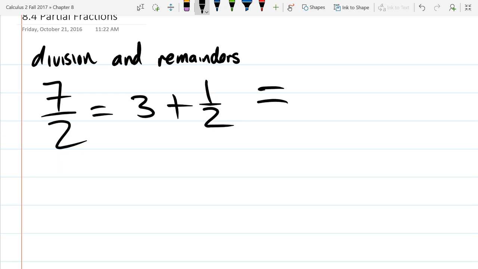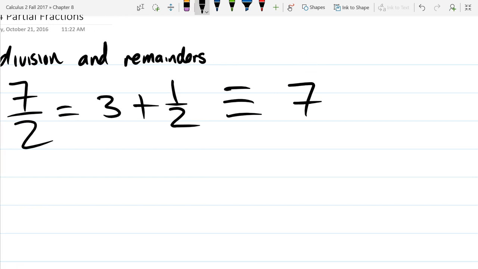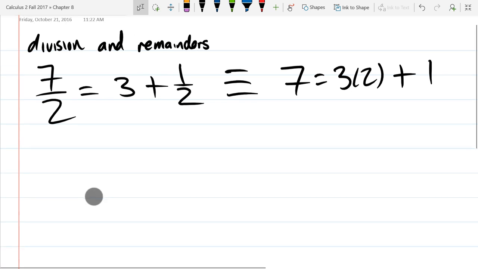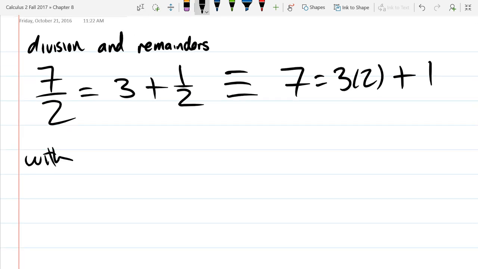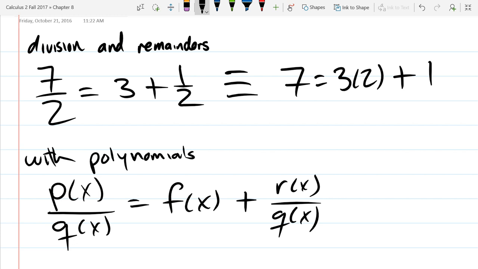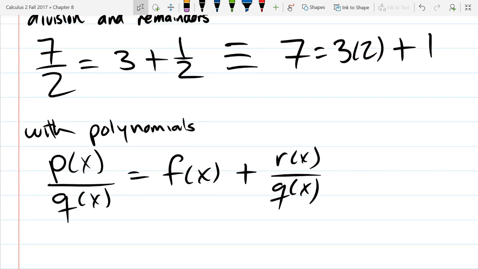An equivalent way to write this equation, just multiply everything by 2, it could be written like this right here. Either way, they tell you the same information. So that's with numbers. Now with polynomials, it's slightly different, except this idea still holds. If you had some polynomial divided by some other polynomial, what you would get is a polynomial plus the remainder, which I'll write as r of x, over the original q of x. This is how you treat remainders with polynomials.